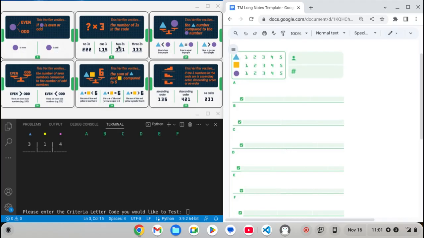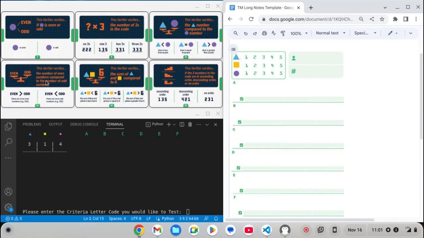Criteria card B will take a look at our 3-digit solution, and the Turing machine will let us know how many of those digits are 3. Are there no 3s? Is there a single 3? Perhaps 2? Maybe even all 3 are 3. Criteria card C will take a look at our first and last digits, triangle and circle, and compare them. So should the value of triangle be less than circle? Should they be equal? Or should the value of triangle be greater than circle?